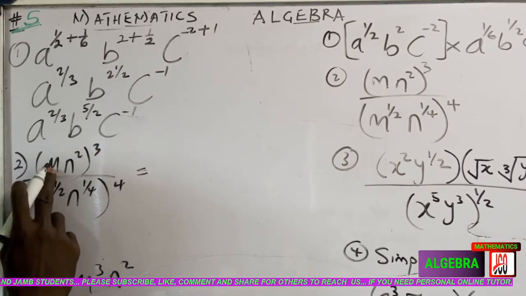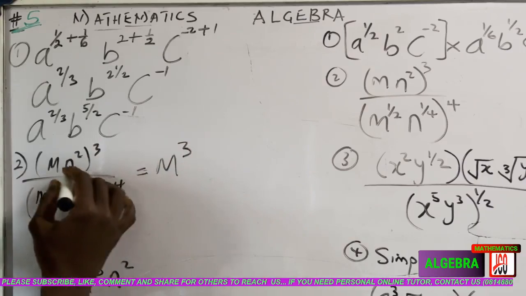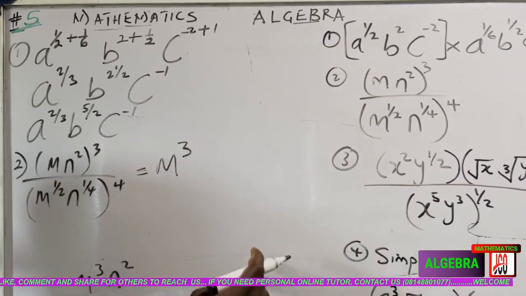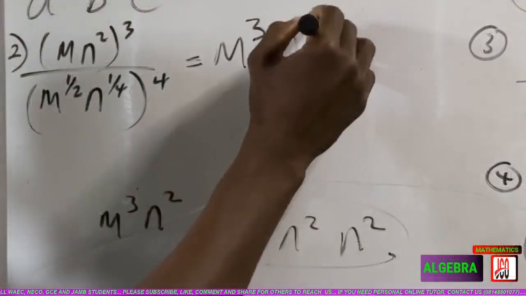m raised to power 3, then n raised to power 2 is raised to power 3. So n raised to power 2 is going to be in 3 places: n raised to power 2, n raised to power 2, n raised to power 2. Of course, if they are in 3 places, it gives you what? n raised to power 6.